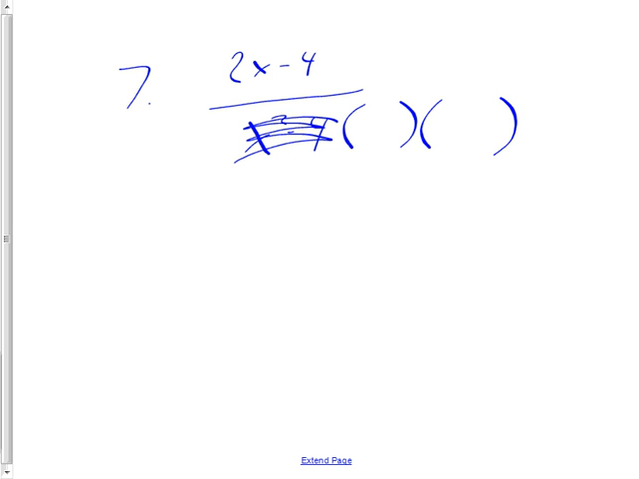Okay, let's move on to number 7. 2x minus 4 over x squared minus 4. Ooh, I can factor something there. We love that little difference of squares thing. Right away I'd factor it. Just don't even start the problem until you've got an x plus 2 and x minus 2.